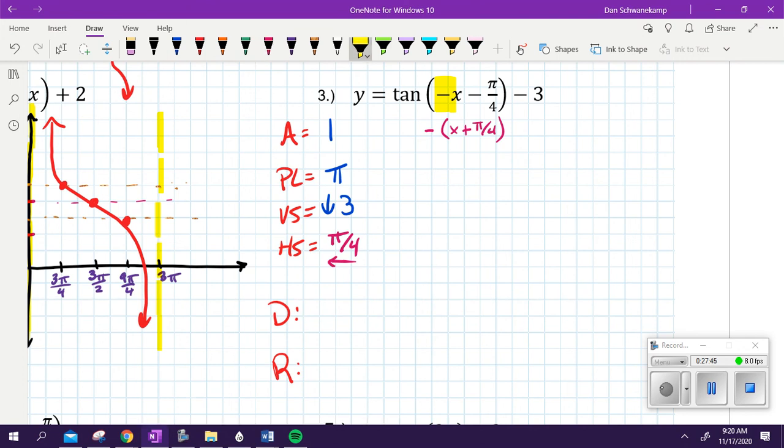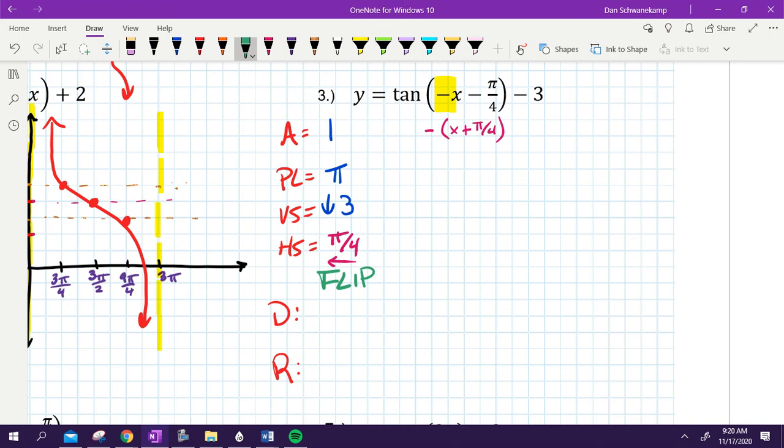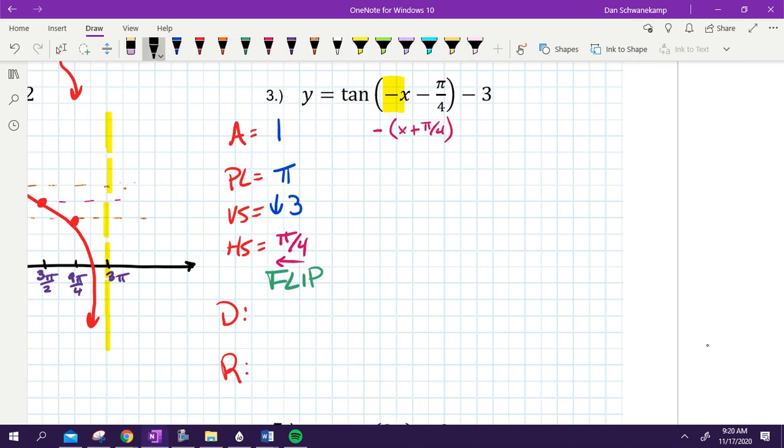Does this negative matter? Yeah, it's a tangent graph. It's going to matter. What is that negative going to do to my graph? It's going to flip. Don't forget to flip it as well, because we do need to flip here. That negative still flips me. It only doesn't matter when I'm doing cosine and secant. All right, let's put all of that on a graph. I need to go down 3, so I'm going to make this thing shifted down 3 quite a bit.